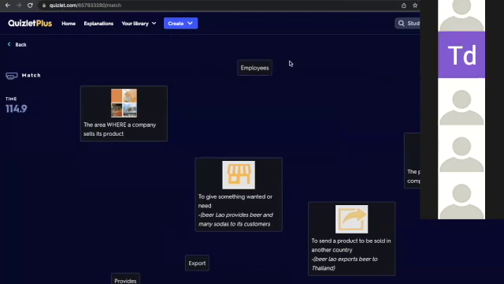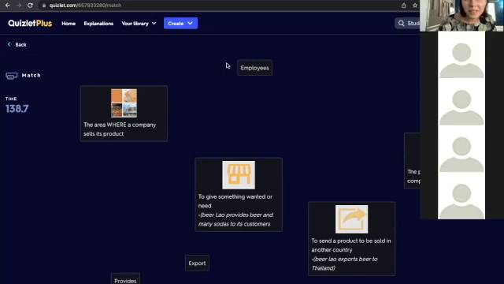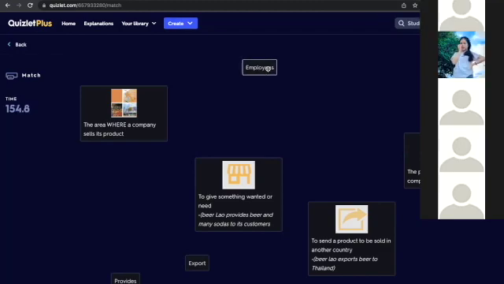Miss Nipapon, could you tell me where is the definition for employees? Is Miss Nipapon there? I'm here. Great. Where is the definition for employees? I want to find the definition for this word. Where is it? The people that work for a company. Excellent. Thank you, Miss Nipapon.